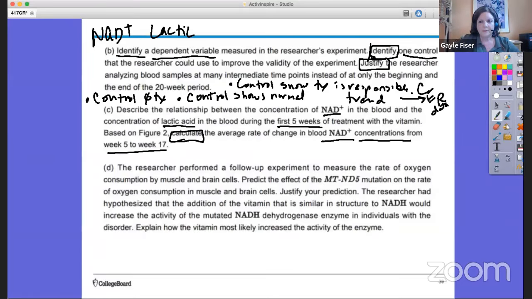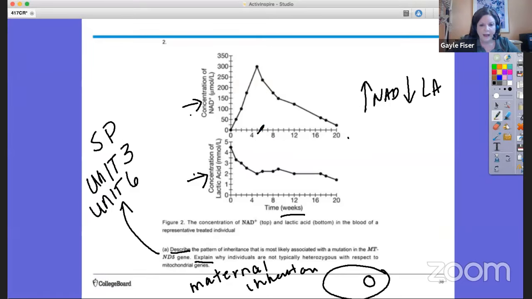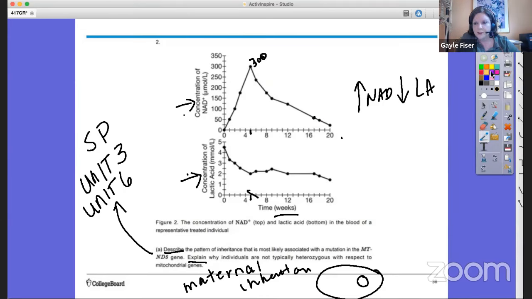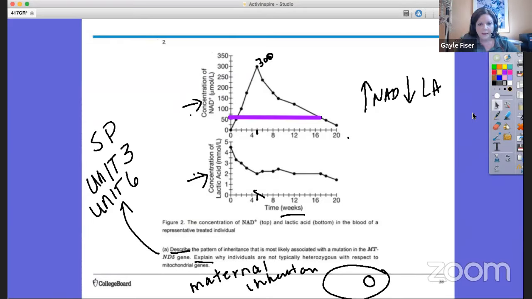Where'd my graph go? All right, so let's look at week 5. Here's week 5. And we have 300. Oh, we don't need that one. Never mind, we have 300, and then it said week 17, so that's right here. I have a little cheating device right here to help me, so I can see where this is going to be level. Okay, so it's not at 50, it's above 50, it's below 75. So let's say it is at 60, okay?